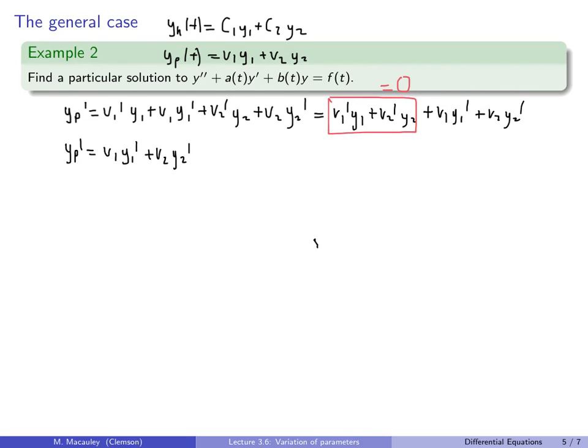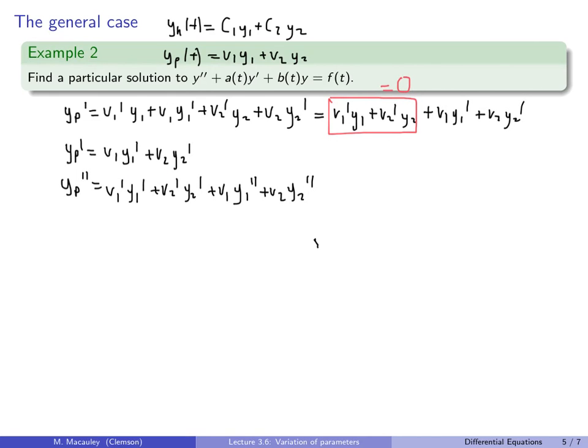So we take another derivative, and we say yp double prime equals v1 prime y1 prime plus v2 prime y2 prime plus v1 times y1 double prime plus v2 y2 double prime. I know I'm going a little bit fast, but all I'm doing is just taking derivatives. I'm just doing the product rule on each of these things.